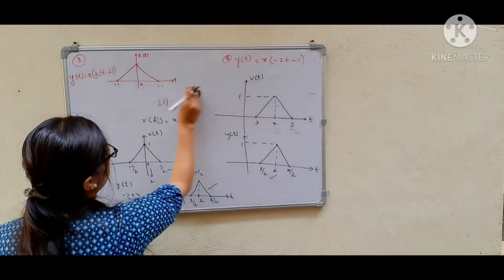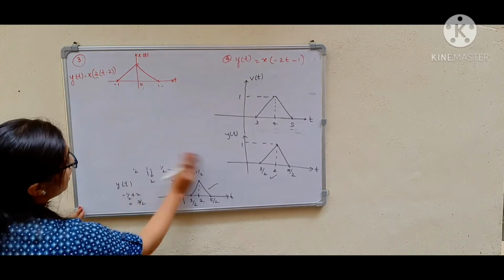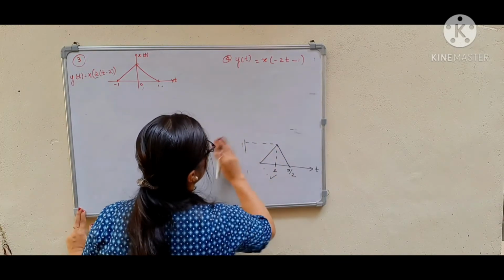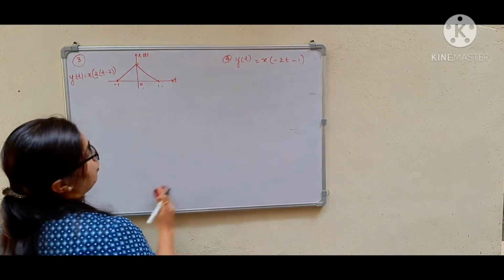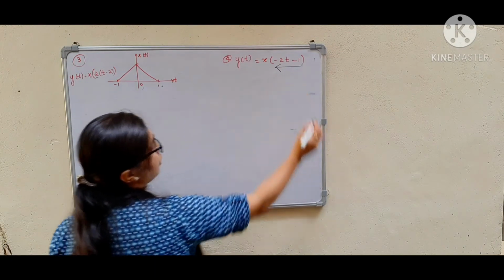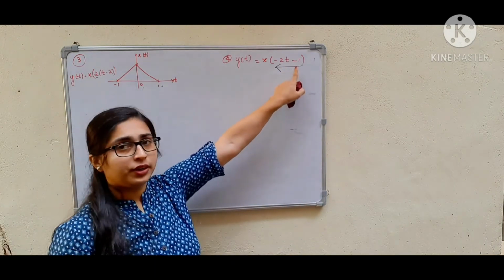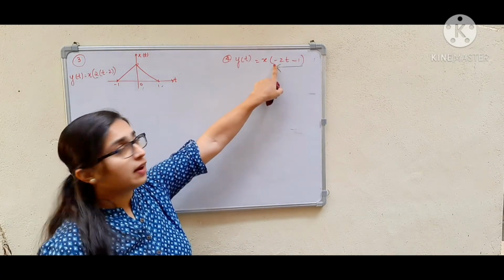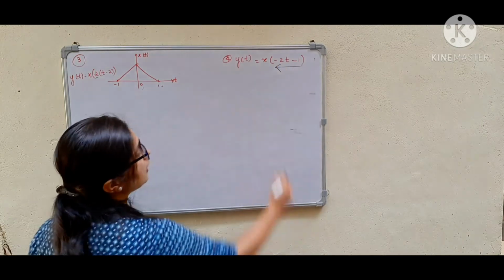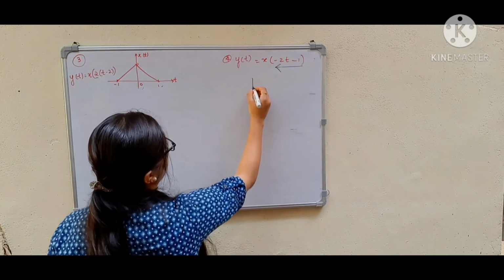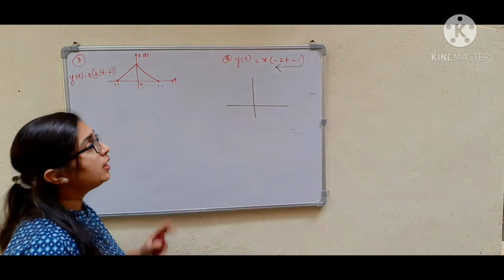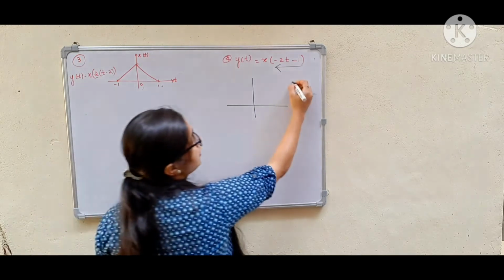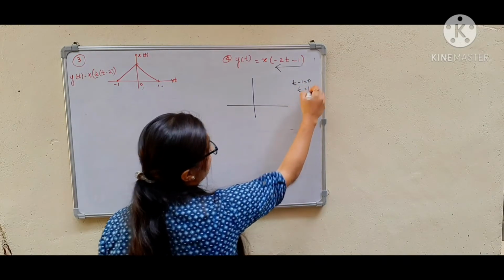Next we will be performing another one, that is x of minus 2t minus 1. Here, if I consider from right to left, first I will perform the operation t minus 1. Then here I have scaling, that is by 2. Then you have the time reversal. So first I will consider x of t minus 1. x of t minus 1 is nothing but shifting the signal towards right by 1 unit, because t minus 1 is equal to 0, so t is equal to 1.